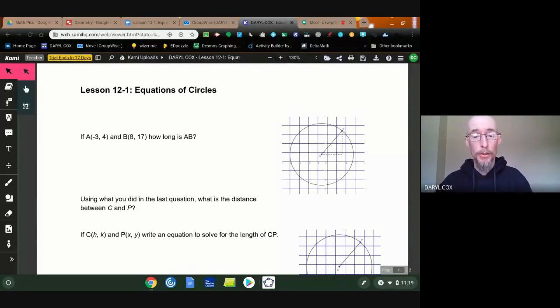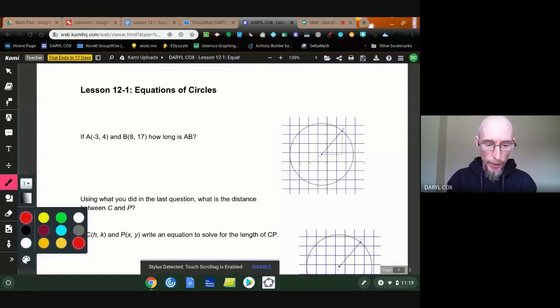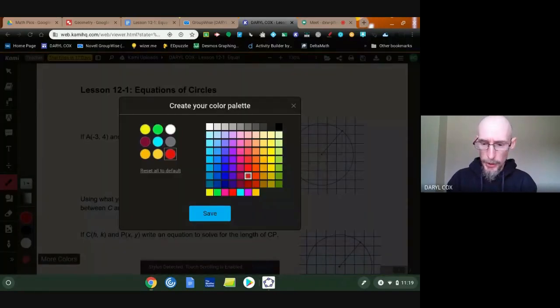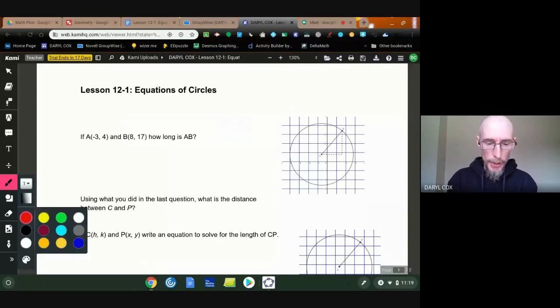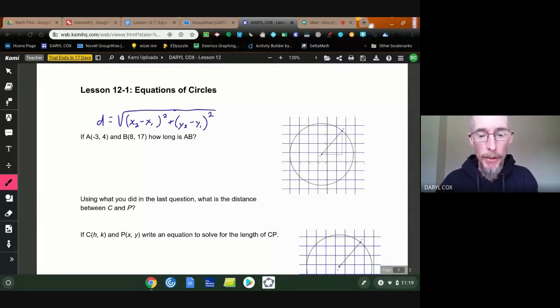So our equations of circles, let's start off with something that we've done before. Let's talk about our distance formula. You got to remember your distance formula from way back earlier in our year. So our distance formula, remember that was the distance equals the square root of x2 minus x1 squared and y2 minus y1 squared. And we said it was basically a fancy form of Pythagorean theorem.